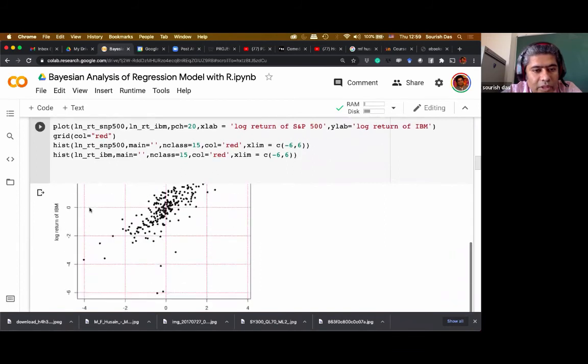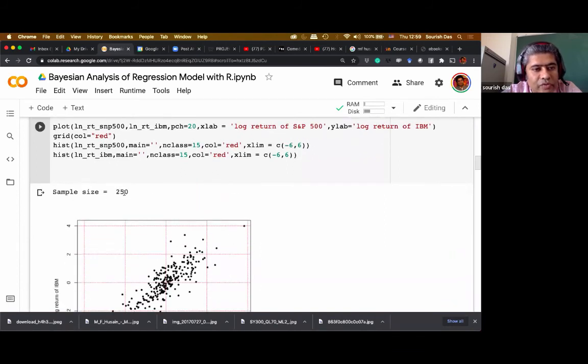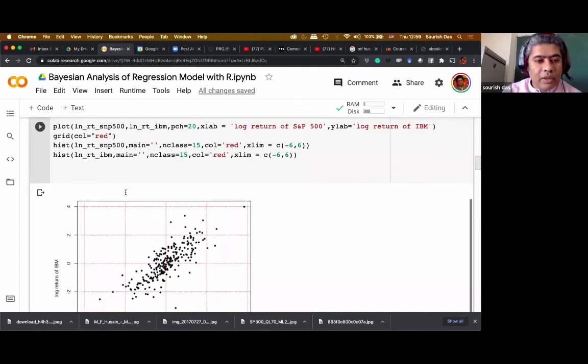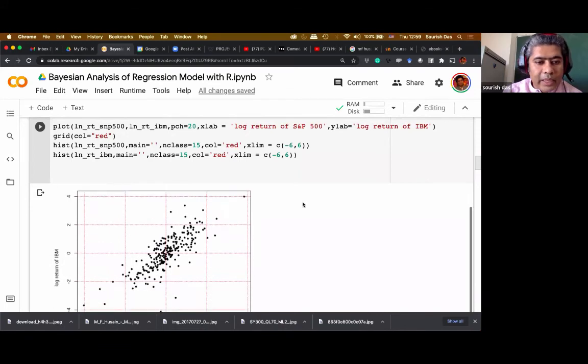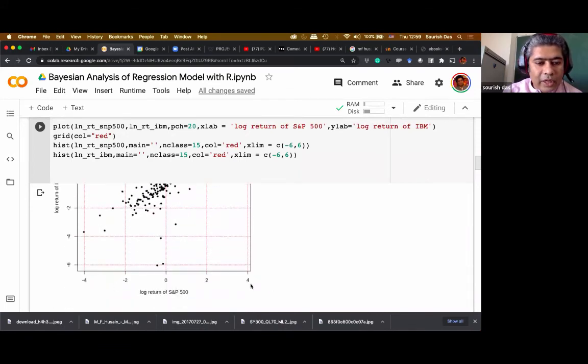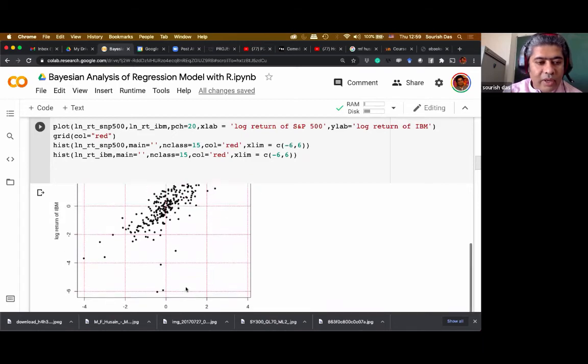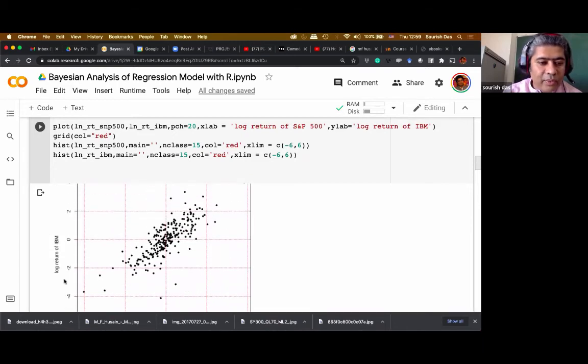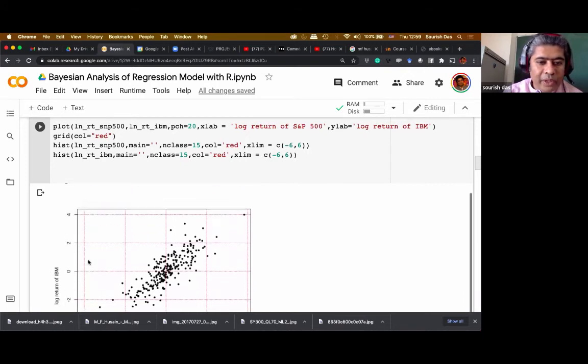So the first thing is, sample size is 250. I think in one financial year, we will have about 250 business days. And then here on the x-axis, I'm plotting the log return of S&P 500. On the y-axis, I'm plotting the log return of IBM.